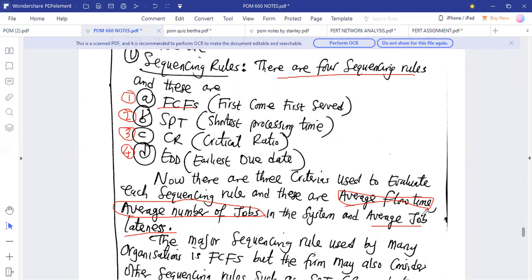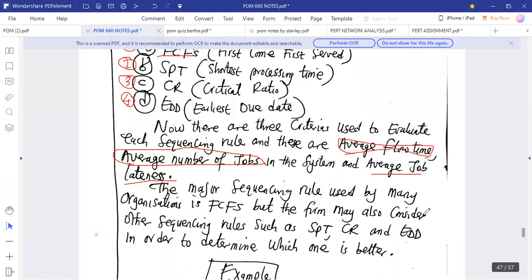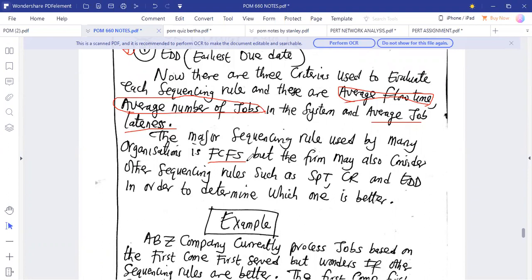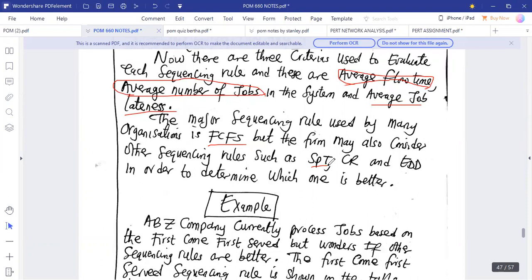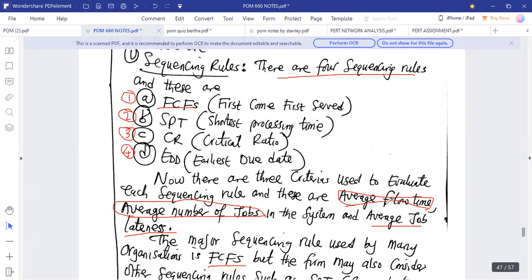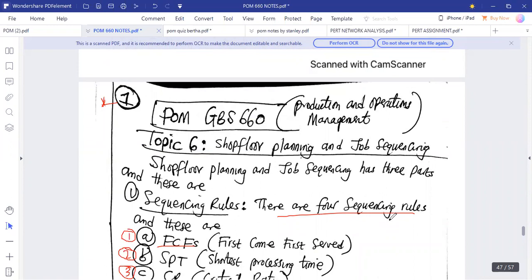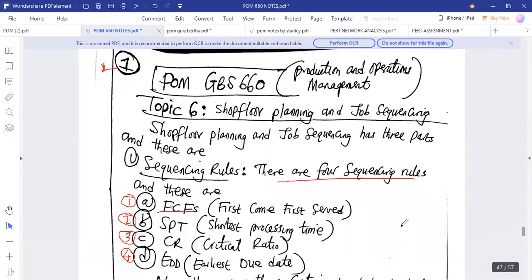is beyond limit. Okay, so the major sequencing rule used by main organizations is the first come, first served, but the firm may also consider other sequencing rules such as the shortest processing time, the critical ratio, and earliest due date. The EDD means the earliest due date. Okay, so this topic is the longest topic, same as inventory management, they are the longest topics in POM, production operation management.